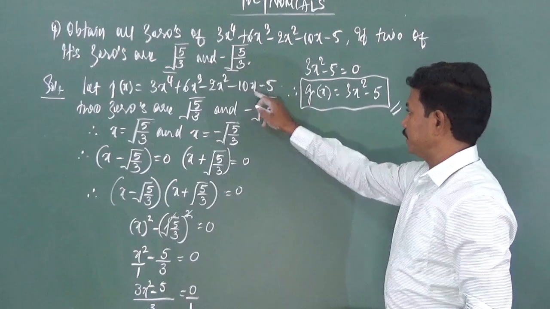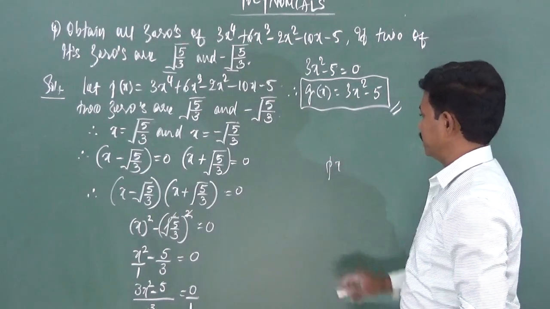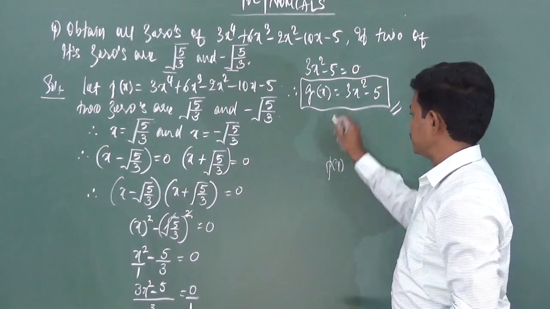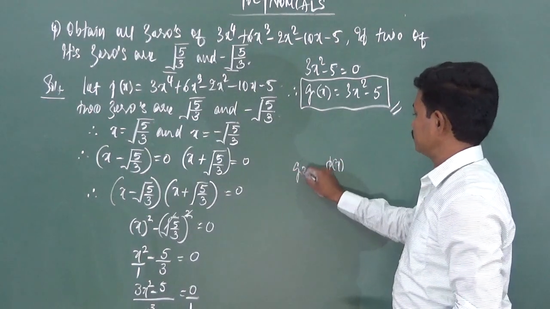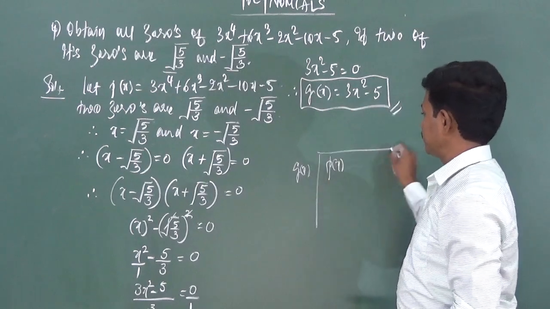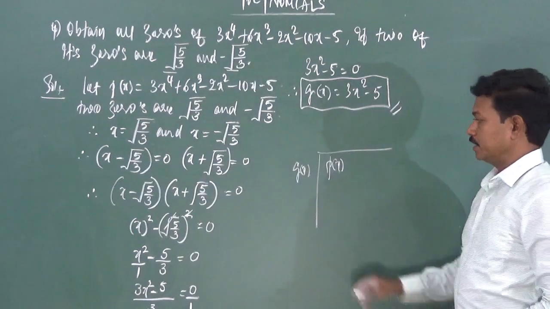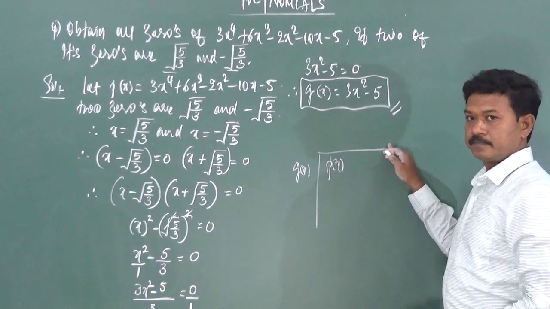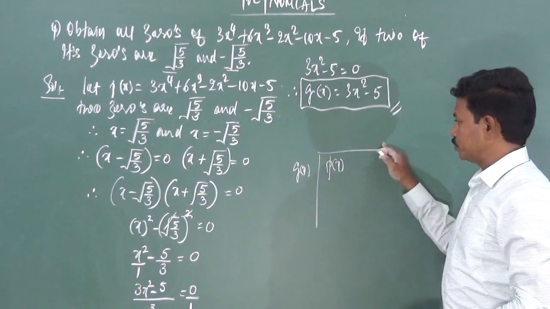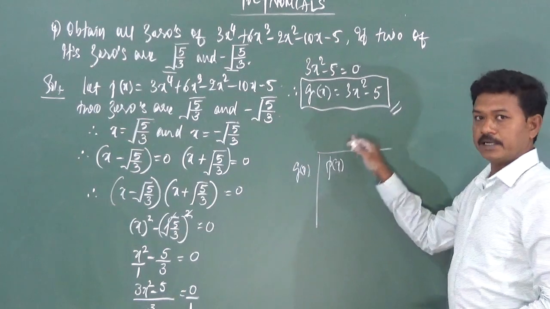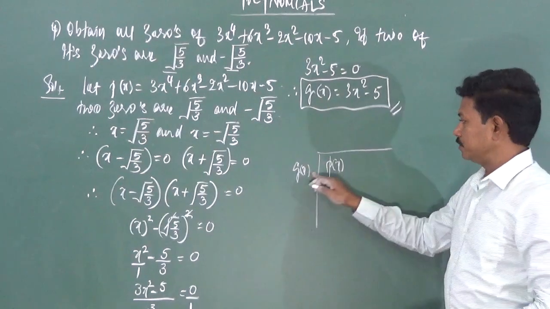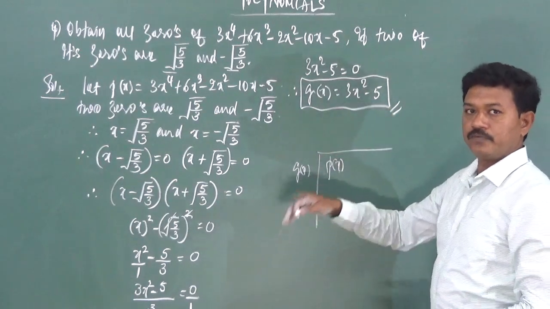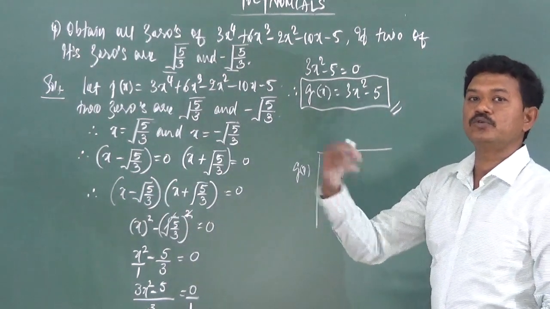So here we have p of x with us. So here we will divide this p of x by this g of x. Then when we divide this p of x by g of x, we get a quotient. Inside that quotient we will be having the remaining two zeros.